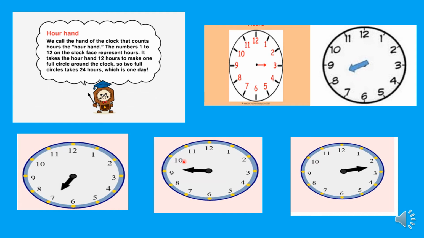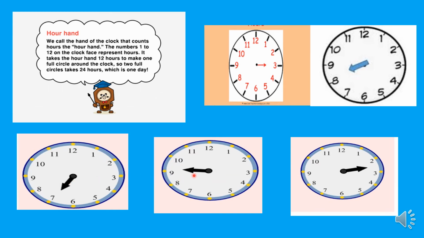Next. Look at this clock, children. See here, the shorthand is pointing at the number 7. So we can say it is 7 o'clock. So in the hours place, we'll write 7.